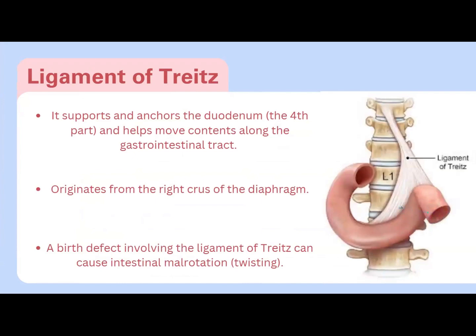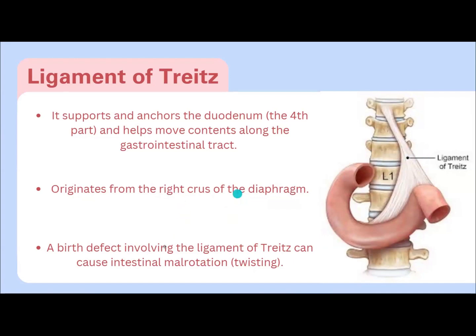So moving on, we're gonna move into the ligament of Treitz. What is this ligament? It supports and anchors the duodenum, to be more precise, the fourth part of the duodenum, and helps move contents along the gastrointestinal tract. Where does this ligament originate? It originates from the right crus of the diaphragm. This is important to know as well. Okay, ligament of Treitz origin is the right crus of the diaphragm.